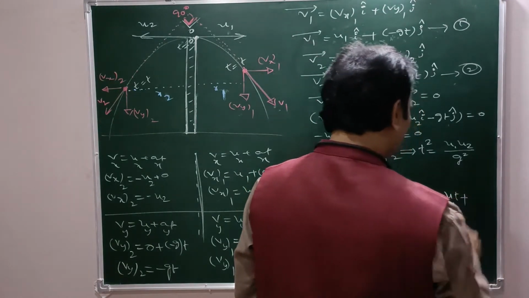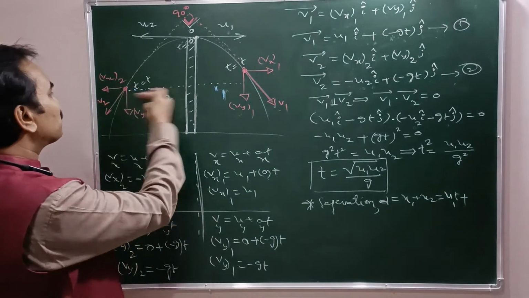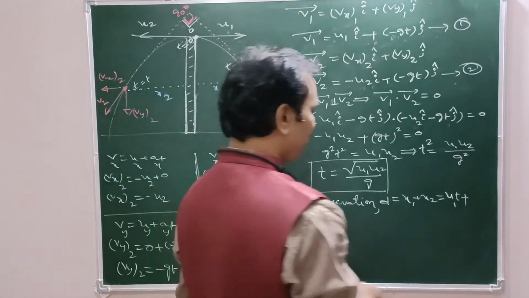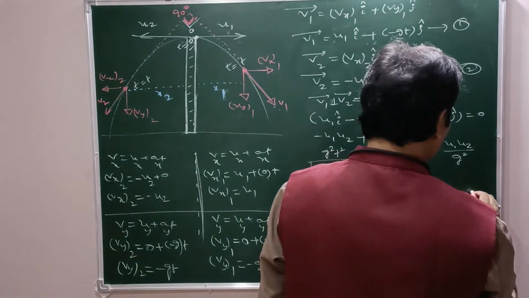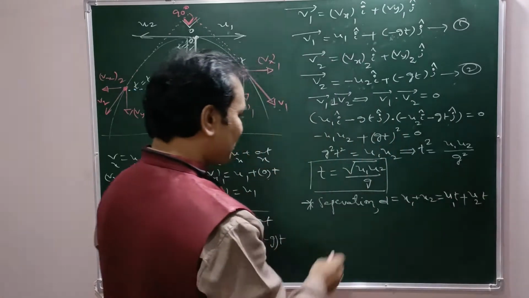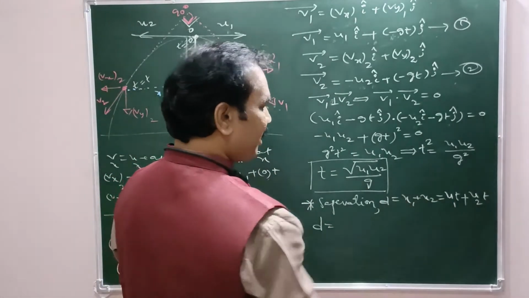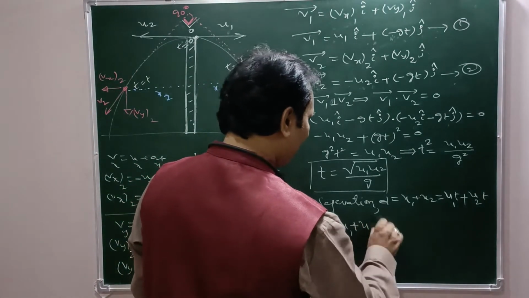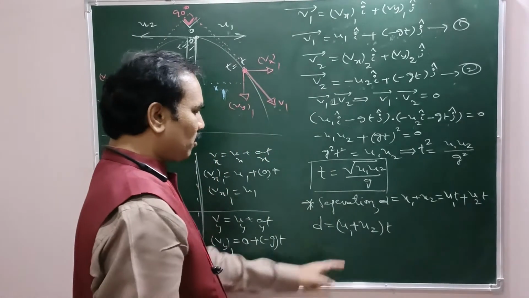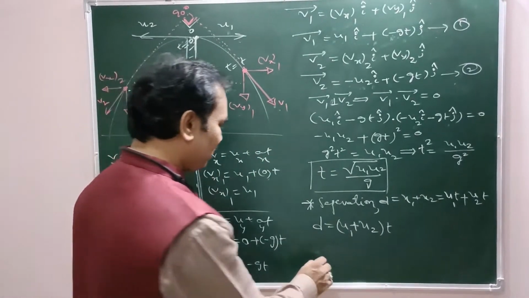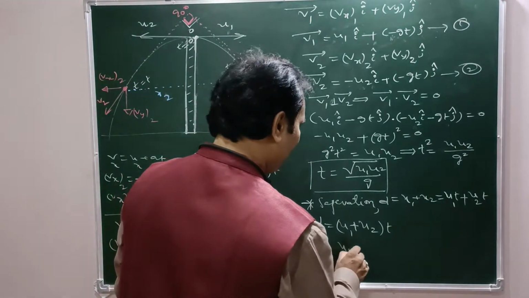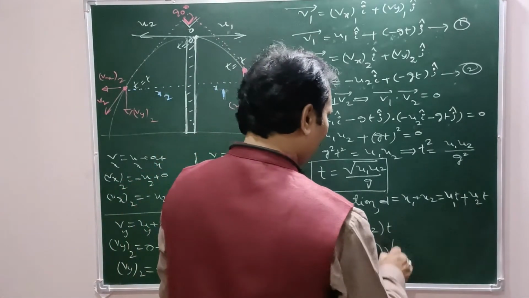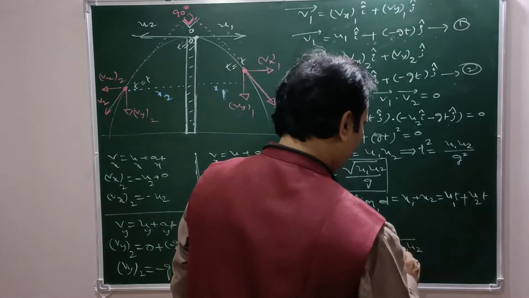u1 into t plus x2. What is x2 here? x2 means horizontal speed u2 into t. Why? Because there is no acceleration, uniform motion. That is u2 into t. So what is the separation? D equal to, t is common here, (u1 plus u2) into time. That is (u1 plus u2) into time, where time is root u1 u2 by g. So D equal to (u1 plus u2) into root over u1 u2 by g.